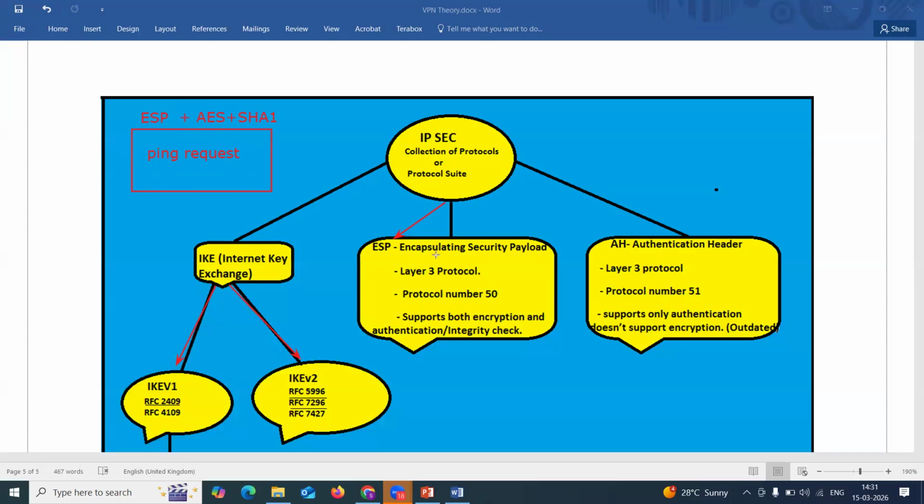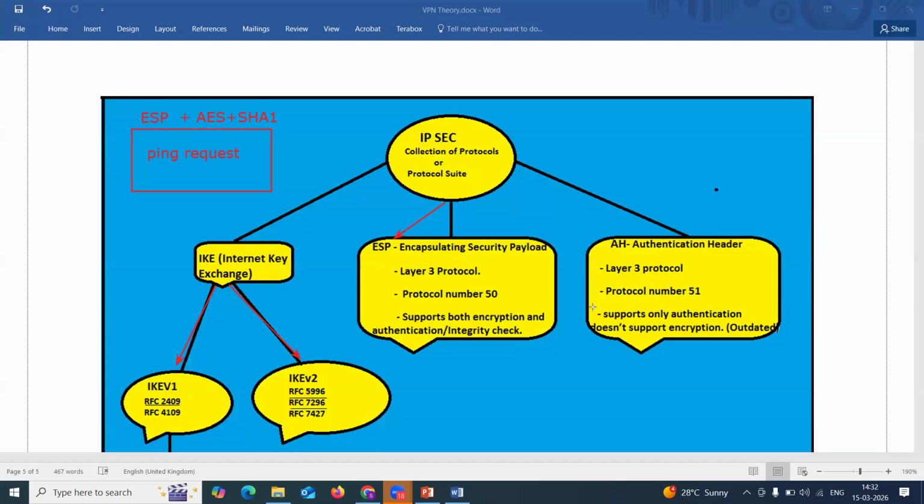ESP is neither TCP based nor UDP based. It's a layer 3 protocol. So it has a protocol number 50. It supports both encryption and authentication or integrity. Integrity is nothing but hashing.